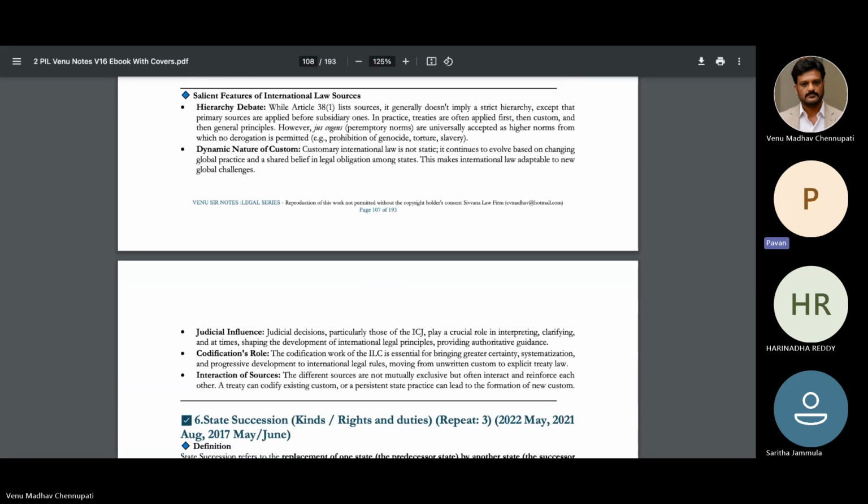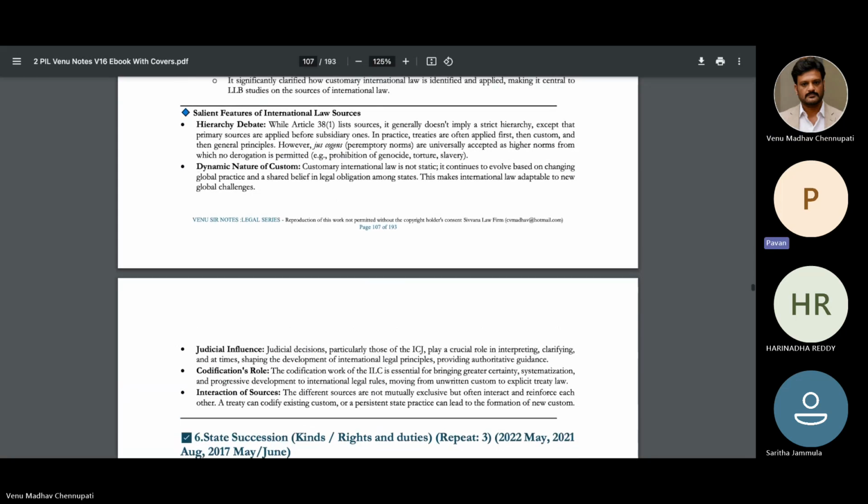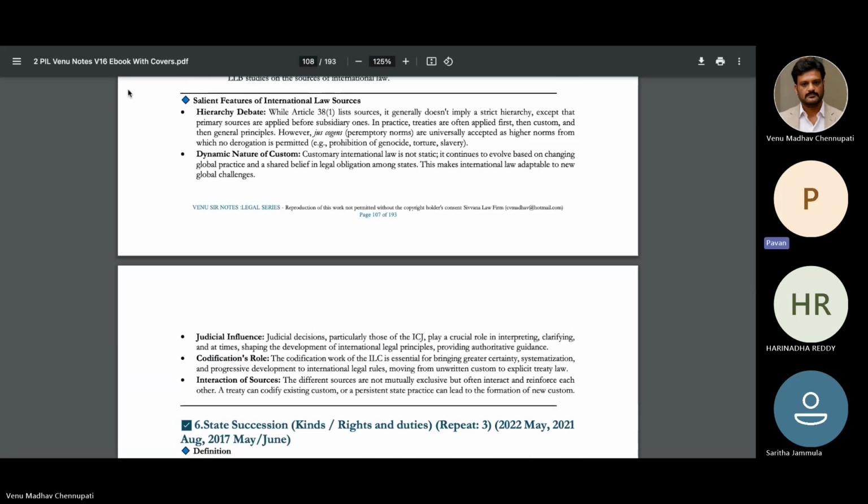I'll move to the rest. Salient features of international law sources, hierarchy debate. While Article 38(1) lists sources, it generally doesn't imply a strict hierarchy, except that primary sources are applied before subsidiary ones. In practice, treaties are often applied first, then custom, and then general principles. However, jus cogens, peremptory norms, are universally accepted as higher norms from which no derogation is permitted: prohibition of genocide, torture, slavery.